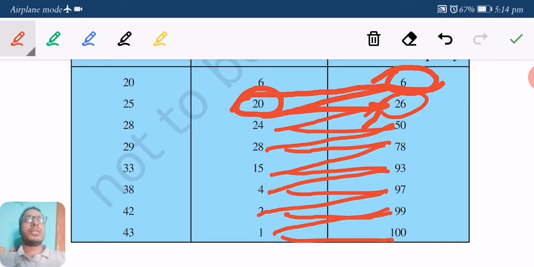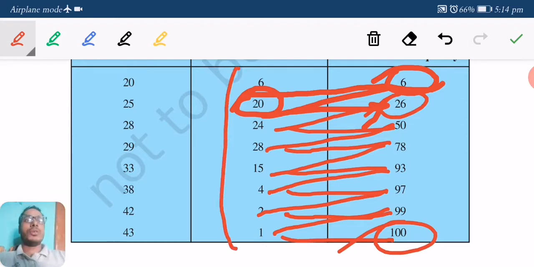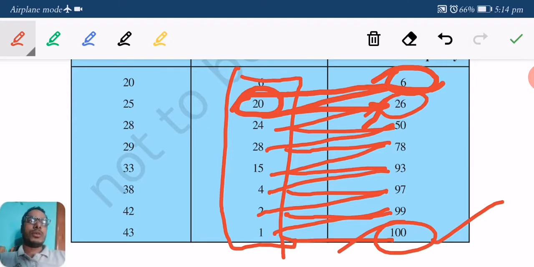This is the running total of the given frequencies. Whatever you get at the end is the total number of frequencies, that is 100. And if you add all of the frequencies, you also get 100, and this is the running total of the given frequency. So how do we get it?